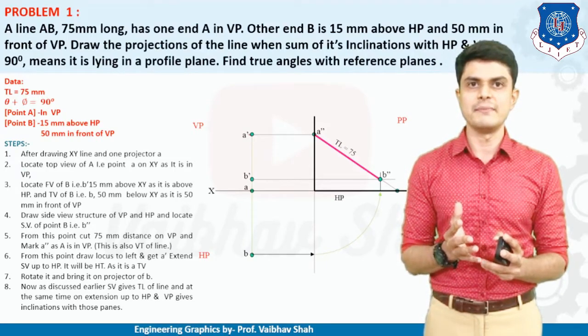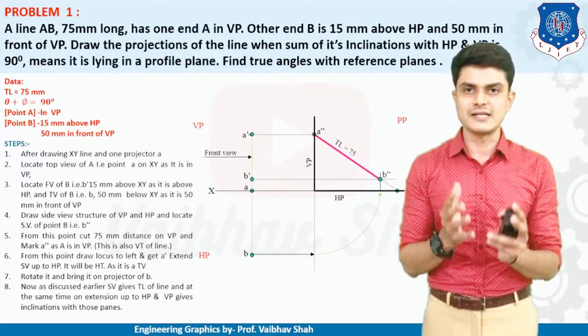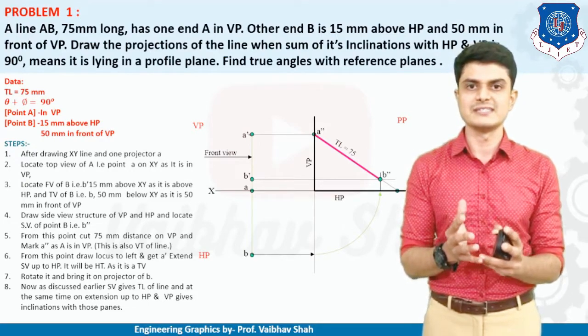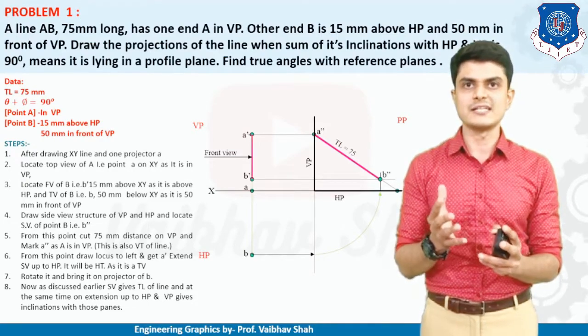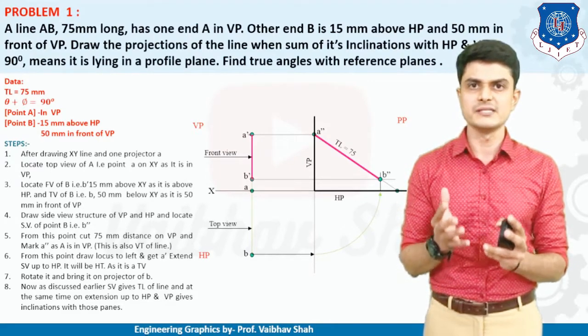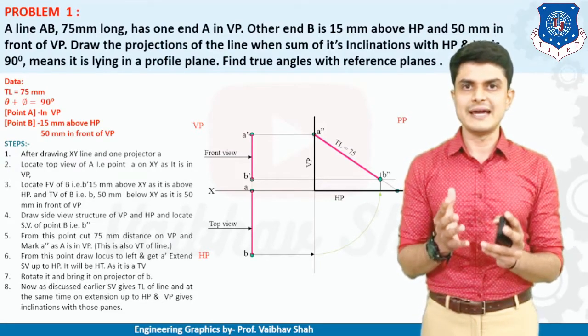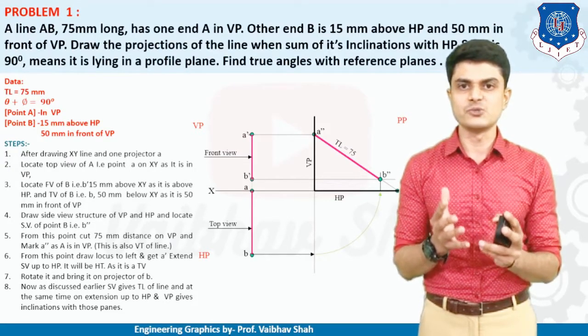So now let us make this line darker. This is nothing but your front view because it is lying in your VP. So let us make it darker. So this is now your front view. And the below view, it is lying on your HP. That's why it is known as your top view.